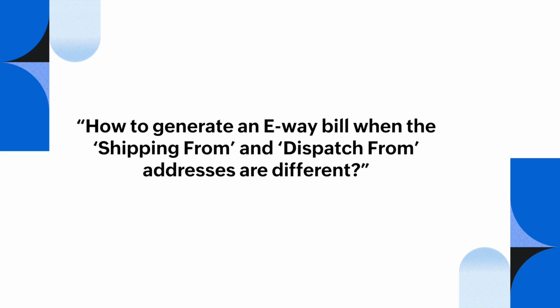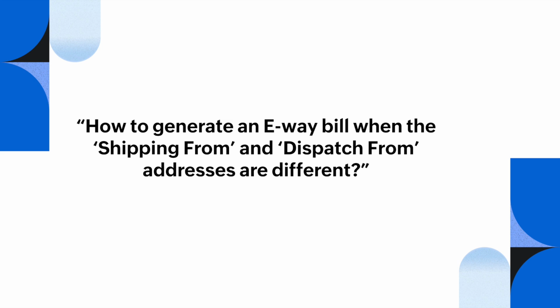What is regular? The transaction type will be regular if only the bill from and the bill to addresses are available in the e-invoice. In this case, the movement of goods is between you and your customer. Bill to ship to: the transaction type will be bill to ship to if the bill from, bill to, and ship to addresses are present in the e-invoice. In this case, the movement of goods is between you and the third party to whom your customer has requested the goods to be delivered.